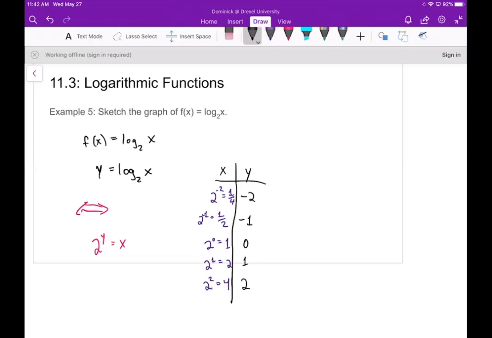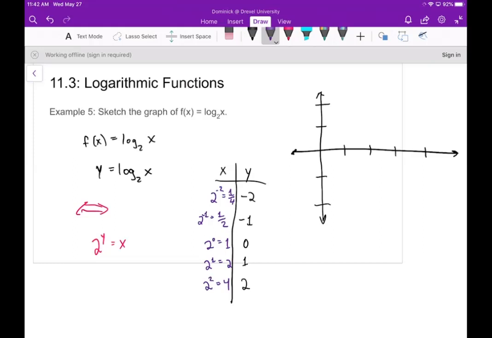All right, so let's go ahead and we'll graph this. All right, now all my x values are positive. Right? 1/4, 1/2, 1, 1, 2, and 4, they're all positive. So let's go ahead and plot these points.